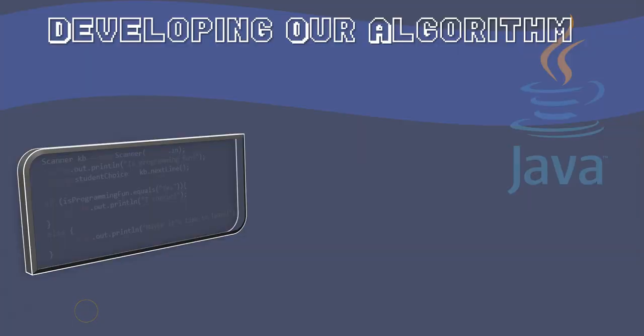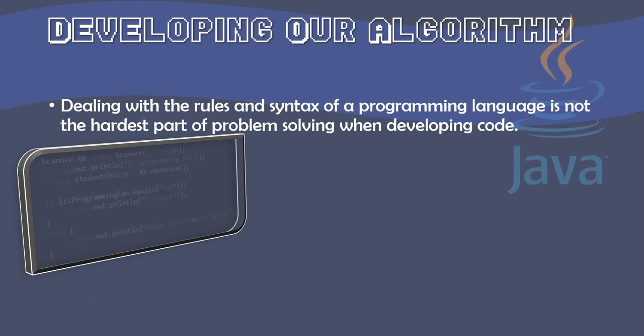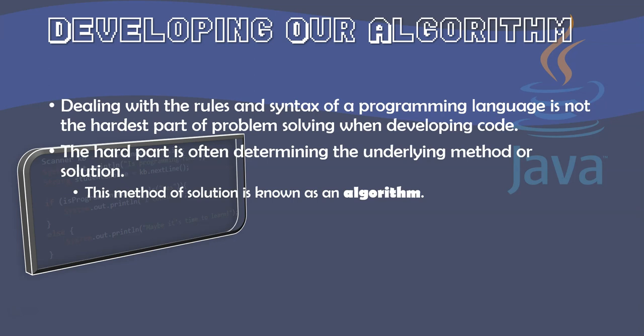So when we actually start looking at developing our algorithm, dealing with the rules and the syntax of a programming language is actually not the hardest part of problem solving when it comes to developing code. The hardest part is often to determine the underlying method or solution. This method of solution is known as developing an algorithm.